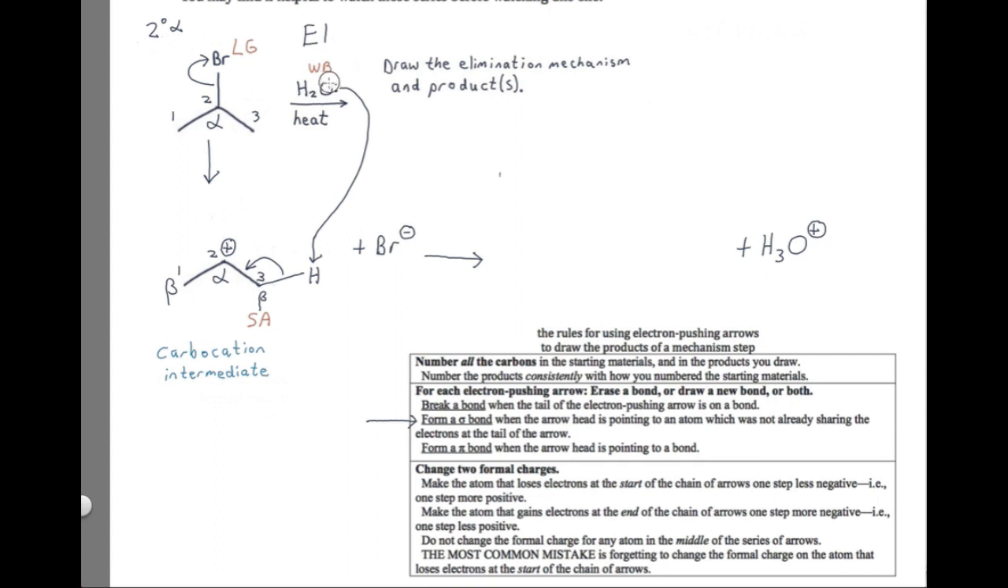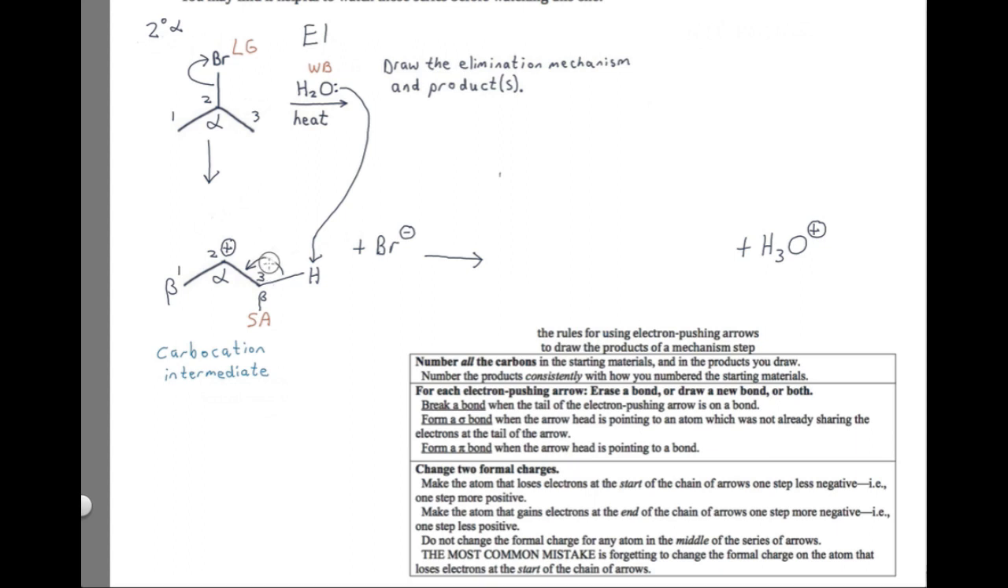Now, this oxygen is losing electrons at the beginning of the chain of arrows. Therefore, this oxygen should become one step less negative, which means the oxygen becomes one step more positive, which means the oxygen ends up with a positive formal charge. Make the atom that loses electrons at the beginning of the chain of arrows one step less negative, which means one step more positive. The most common mistake on this step would be forgetting to change the formal charge at the beginning of the chain of arrows. The most common mistake would be forgetting to change the charge in this oxygen from neutral to positive.